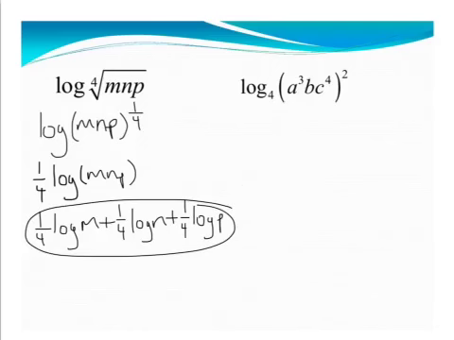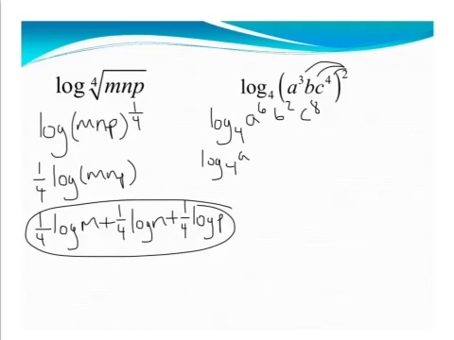And last but not least, for this one, I'm going to distribute my exponent in because I got a couple different exponents. I got that 3 there. I've got the 4 right here. So I'm going to distribute that in and see what we get. We'll have log base 4 of a to the 6th b squared c to the 8th. And now we can split it all up. So I'm going to have log base 4 of a to the 6th plus log base 4 of b squared plus log base 4 of c to the 8th. And then we can just move all the exponents out in front. And I think you guys can get it from there.